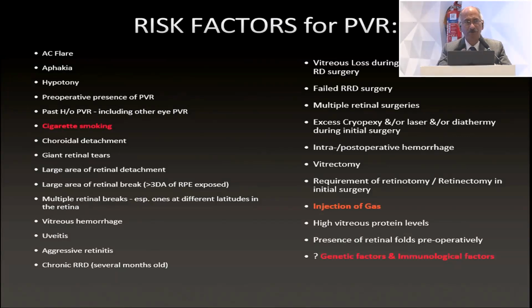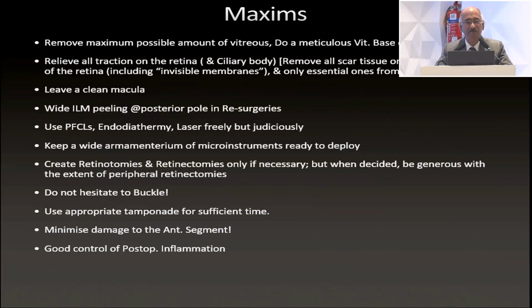Risk factors, all of us know. Some of the new ones, not new, but relatively unknown ones, would be cigarette smoking. One more reason why people need to give up tobacco and smoking. Gas injection while doing scleral buckling also tends to trigger PVR because of fibrin secretion and inflammation, and genetic and immunological factors are involved as well, apart from so many of the known factors. So the maxims that I follow is remove as much of the vitreous as possible.